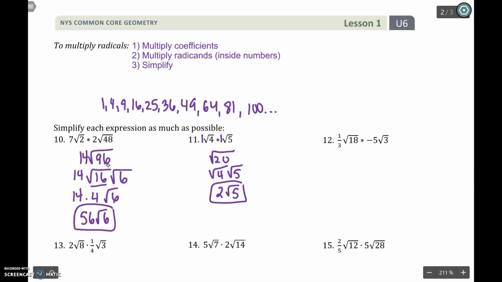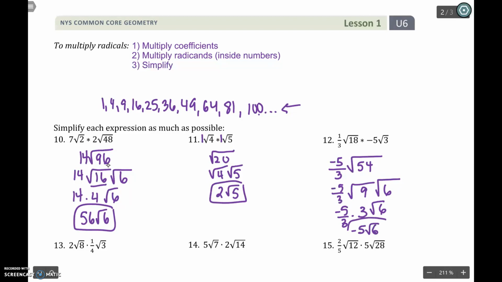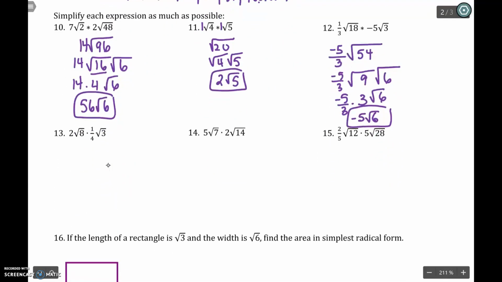For this one, 1/3 times negative 5, multiply the top. And 18 times 3 is 54. And then we're going to simplify. So again, if you're not sure what the largest perfect square that goes into 54 is, divide 54 by each one of the perfect square numbers downward, starting with the top and working lower until you get one that works evenly. 9 goes in 6 times. The square root of 9 is 3. And then negative 5 times 3 is negative 15, divided by 3 is negative 5. And so we have negative 5 radical 6.